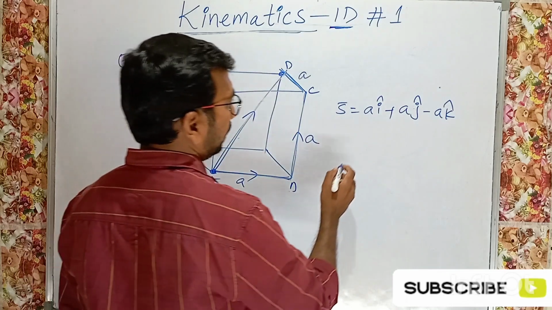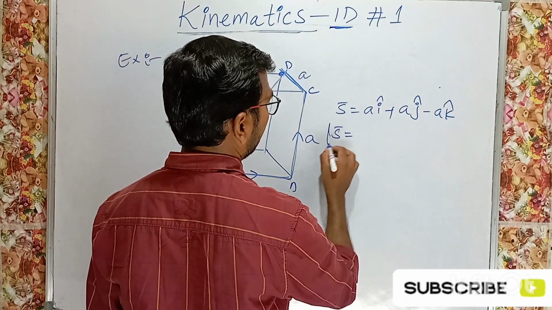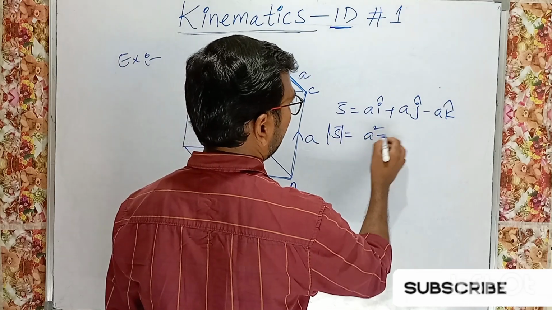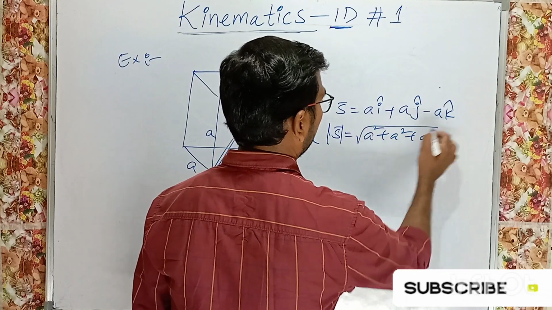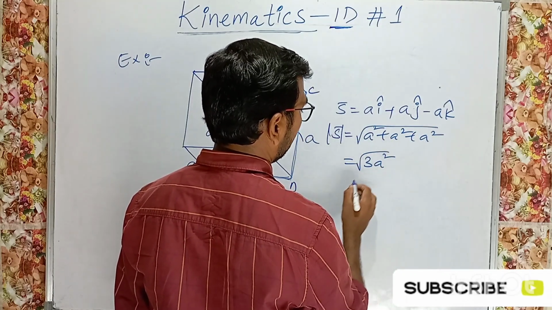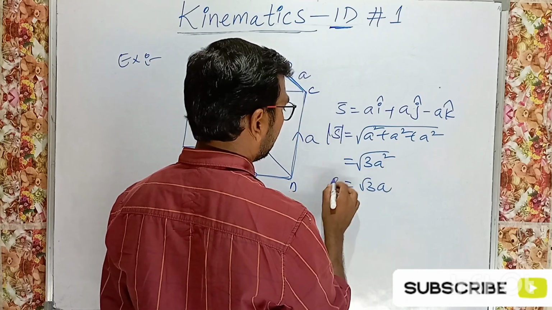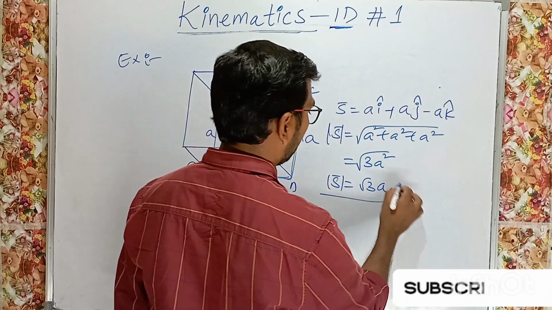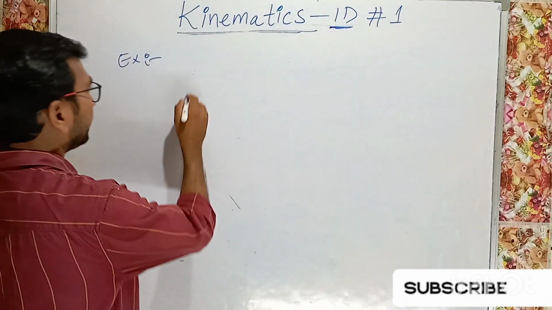So here displacement is equal to, you can find out the magnitude: A square plus A square plus A square under root. So 3A square under root, so this is root 3A. So your displacement is equal to root 3A. Can I give one more example like that?